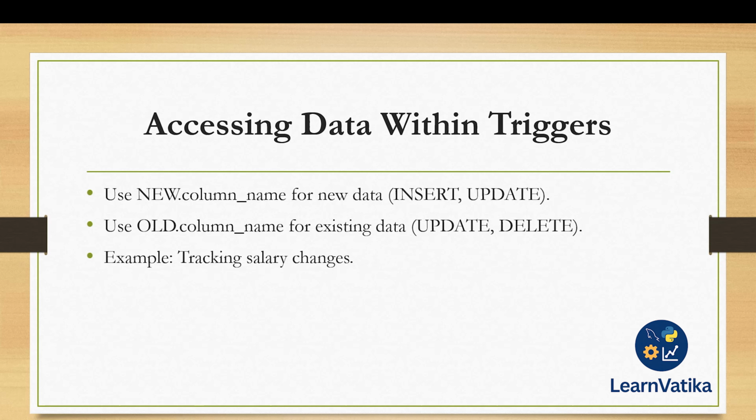Now, accessing data within triggers. So we can use NEW.column_name to refer to the new row data for insert and update, but we can use OLD.column_name to refer to the existing row data for update and delete. So in this way we can use NEW and OLD to get the respective data.